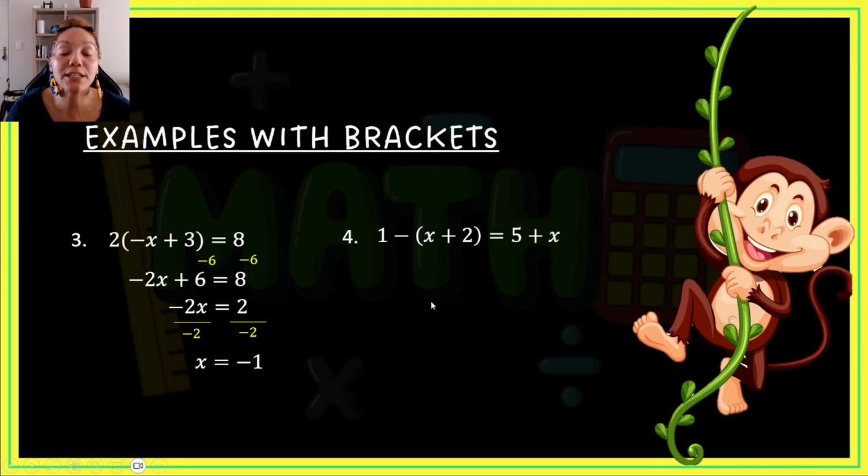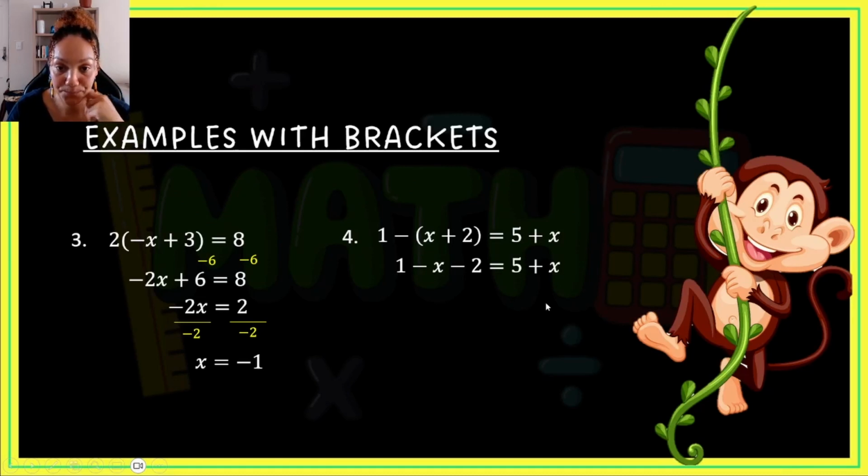So if I have a look at this question now, I've got 1 minus x plus 2 in brackets equals 5 plus x. Again, we want to get rid of the bracket, but take note here now, in front of this bracket, I actually have a negative 1, right? So what we need to do is multiply the negative 1 into the bracket by doing the following. So I'll say 1, and this negative times x will give me negative x, and this negative times this positive will give me negative 2. And there the step was to get rid of the bracket.